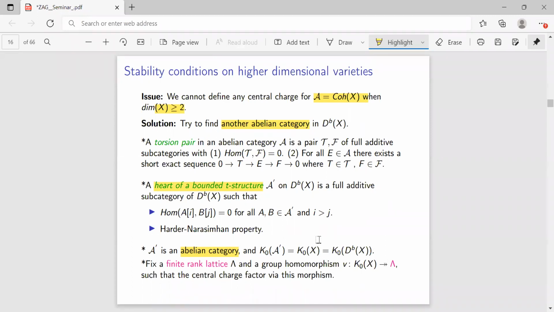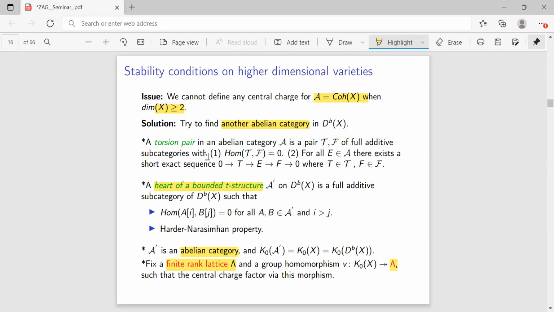Okay, and as we saw in the picture, we fix a finite rank lattice and a group homomorphism from the Grothendieck group to that finite rank lattice, such that the central charge that was defined from the Grothendieck group to C factors via this. So for defining the central charge, we can directly start from this finite rank lattice instead of the Grothendieck group.